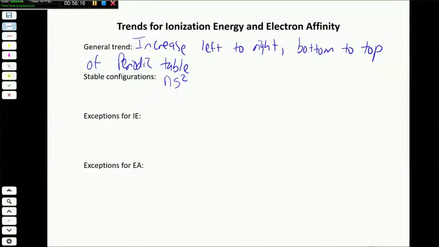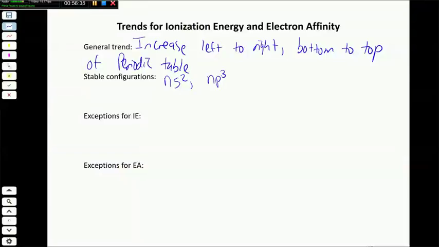That would be beryllium, magnesium, calcium, barium, strontium. Maybe I went in the wrong order, but those ones there that are in the second column of the periodic table have the ns2 configuration. And then the half-filled p configuration. So if you have a p3 configuration, that's a particularly stable configuration.